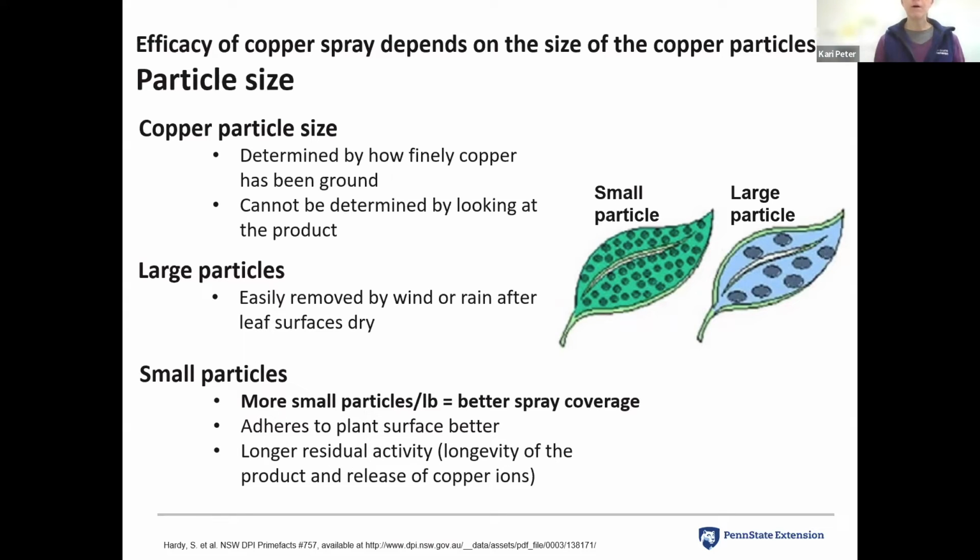With small particles, the more small particles per pound of product you have, the better the spray coverage, because you'll get better and more uniform deposition on the leaf. This will adhere to the plant surface better. There's a longer residual activity because you'll have a lot of particles releasing copper ions over a period of time, as opposed to large blotches on the leaf that are only going to affect the area where those particles are hitting. So it's just something to be aware of.